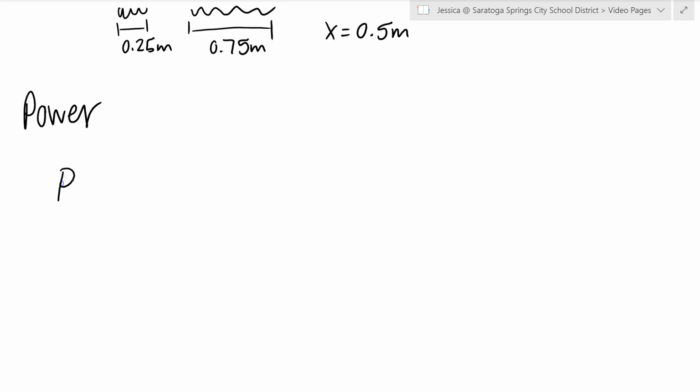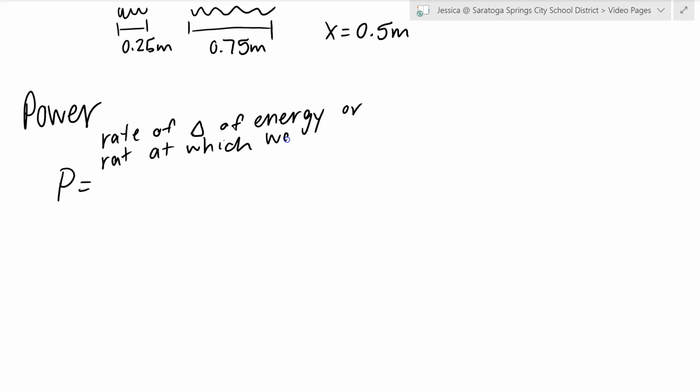Okay, so power is defined as the rate of change of energy or the rate at which work is done. So remember, anytime you see this word rate, that means over time. So the rate of change of energy means change in energy over time. Or the rate at which work is done means work over time. So power is defined as work over time or change in energy over time.